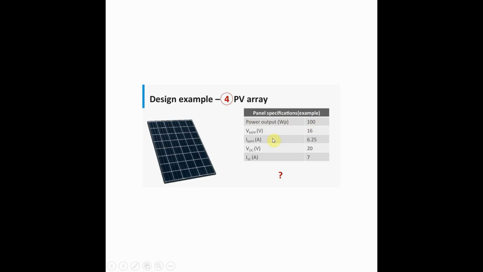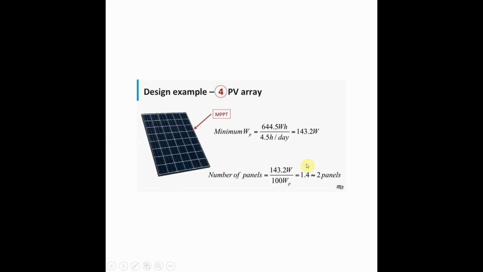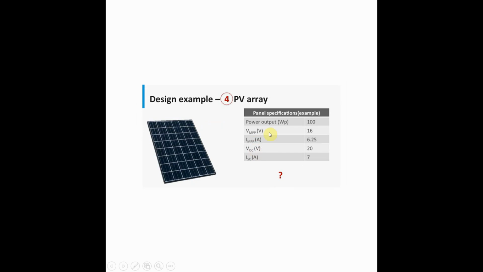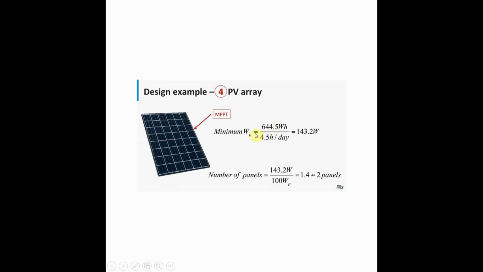For example, power output will be 100, maximum power point voltage is 16, maximum power point current is this, open circuit voltage is this, and short circuit current is 7. So it means this for maximum power point, for example, you can consider that the maximum power point tracking is available. So you will take the maximum power, these readings data.